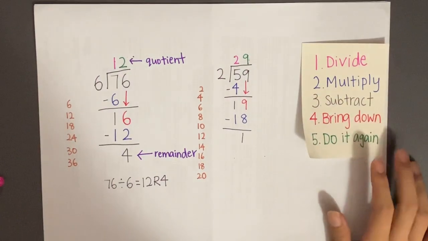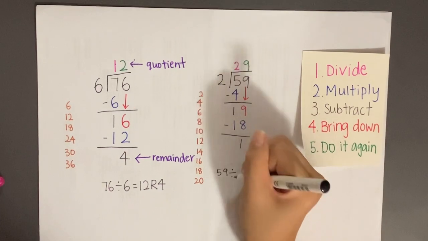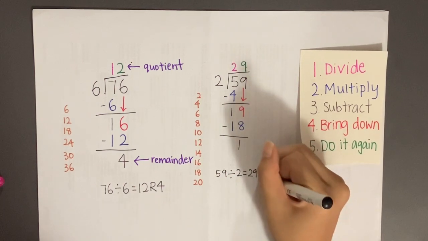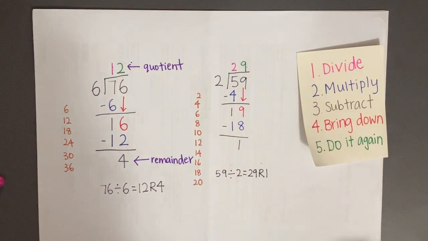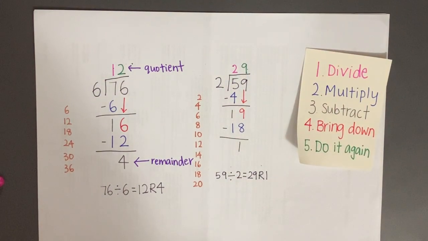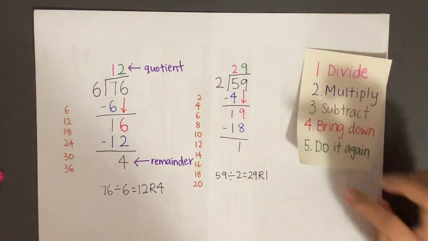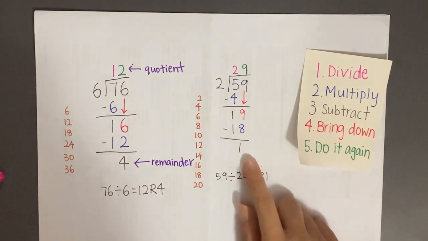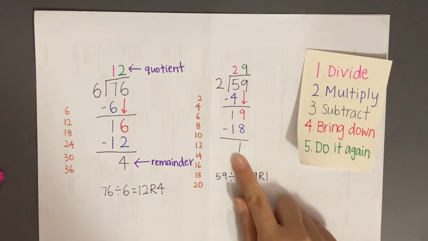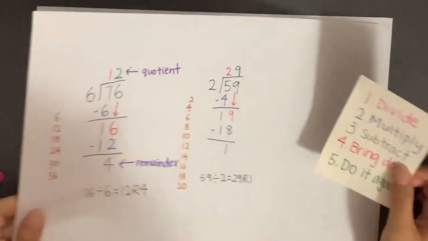So, when I write my equation, 59 divided by 2 is 29, remainder 1. So my quotient is 29, my remainder is 1. So if you notice, the steps to do long division is exactly the same as when your remainder is 0. The only difference is now the number at the bottom is not 0 anymore, but the steps are exactly the same. Let's try some 3-digit numbers.